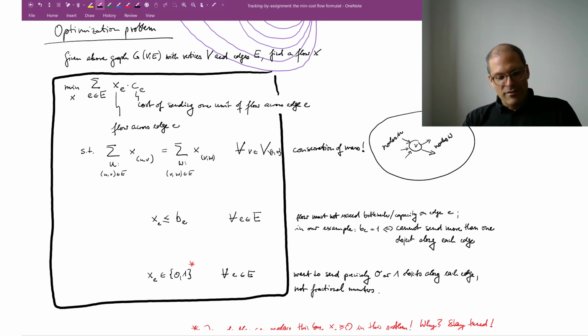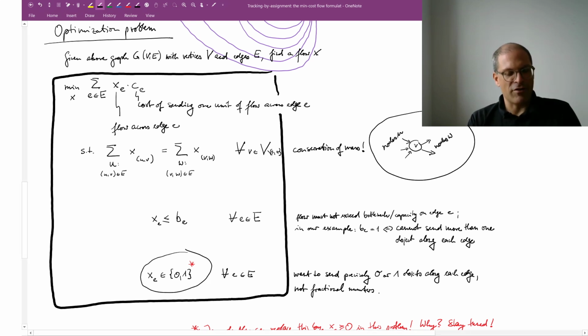And then, if it's a tracking problem, then I don't want an answer like half a pedestrian went left and half a pedestrian went right. Pedestrians tend to stay integer. So I want these flows, in this example where I just admit 1 unit per edge, to be either 0 or 1, but not some fractional number in between.